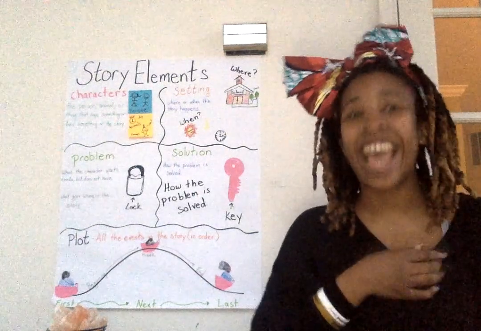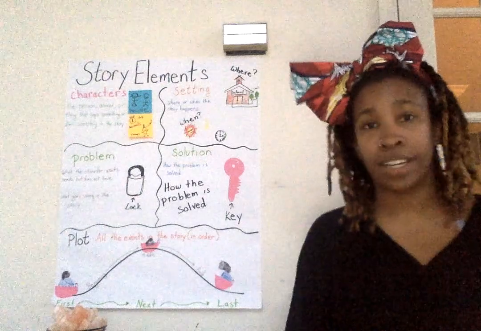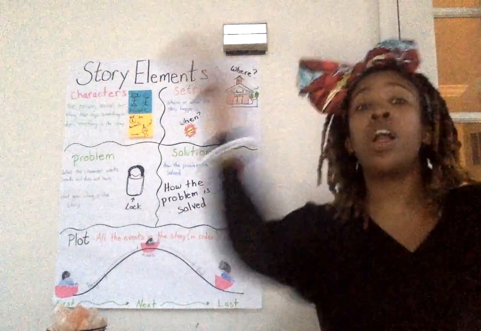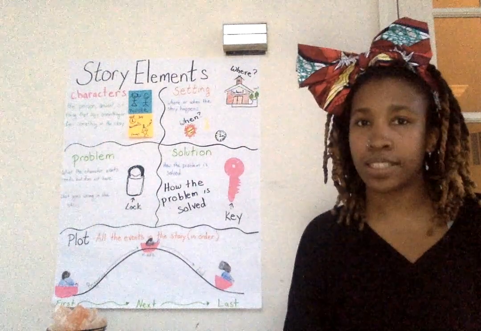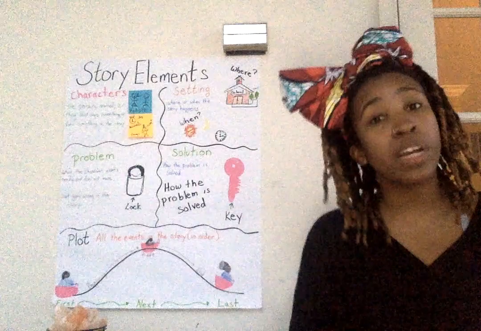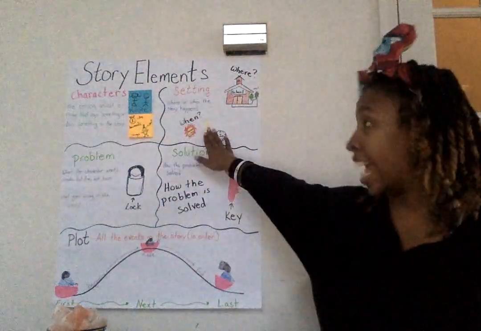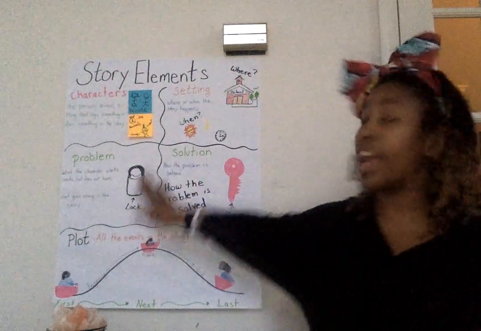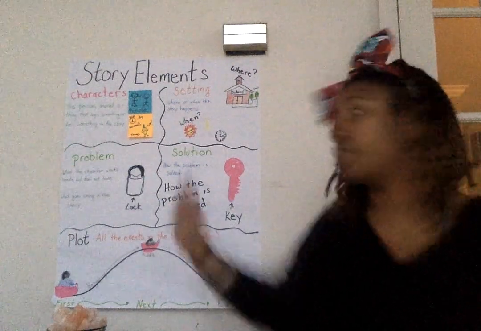I'm Miss V, and today we are going to be doing an interactive read aloud. Today's interactive read aloud is going to be all about the 5 different story elements. The 5 different story elements are characters, setting, problem, solution, and plot. Let me explain each element.